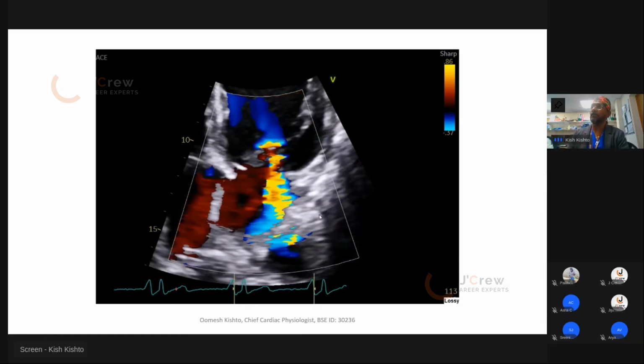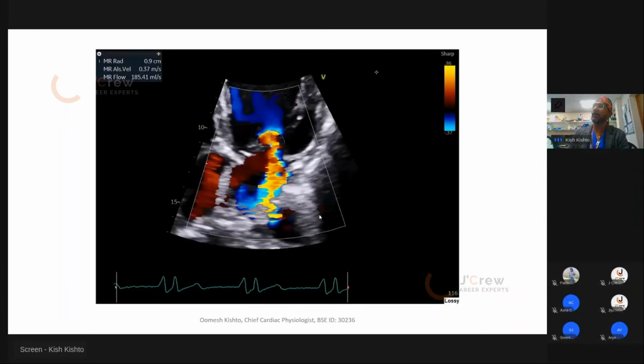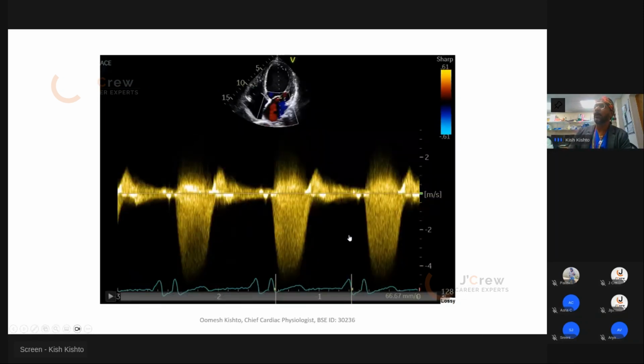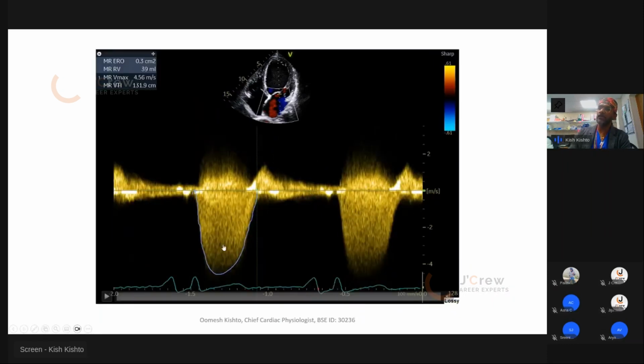So yeah, as you can see, 0.9, I've measured it. Always, like I said, when you measure your PISA, make sure you see the tail end as well. And that's my CW Doppler, nice and dense and thick. Then I measured it. You will see here I extended my paper speed so that I have a better view, and then I can trace it nicely. The regurgitant volume there is 39.